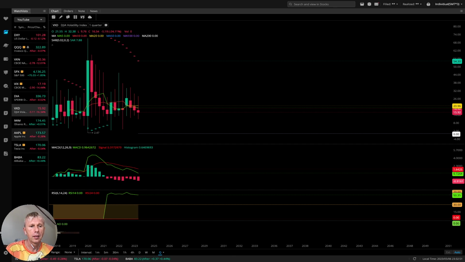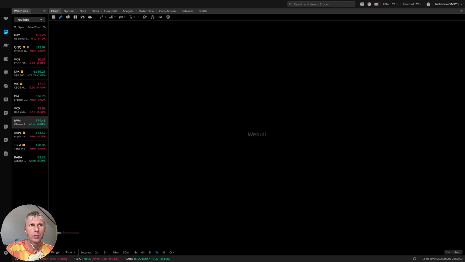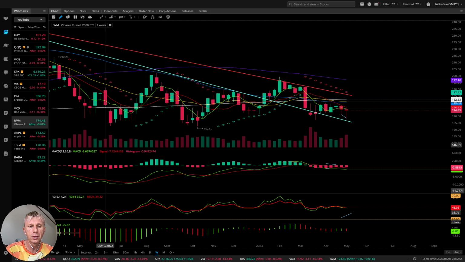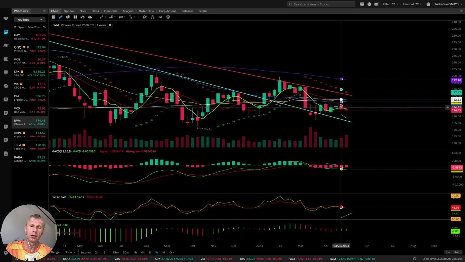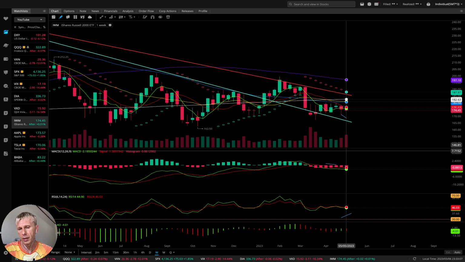Let's move to IWM. IWM Russell 2000. It's the weakest index. It's bearish on weekly time frame. Look at it. All moving averages below 200. It is bearish territory, very weak and bearish trend.